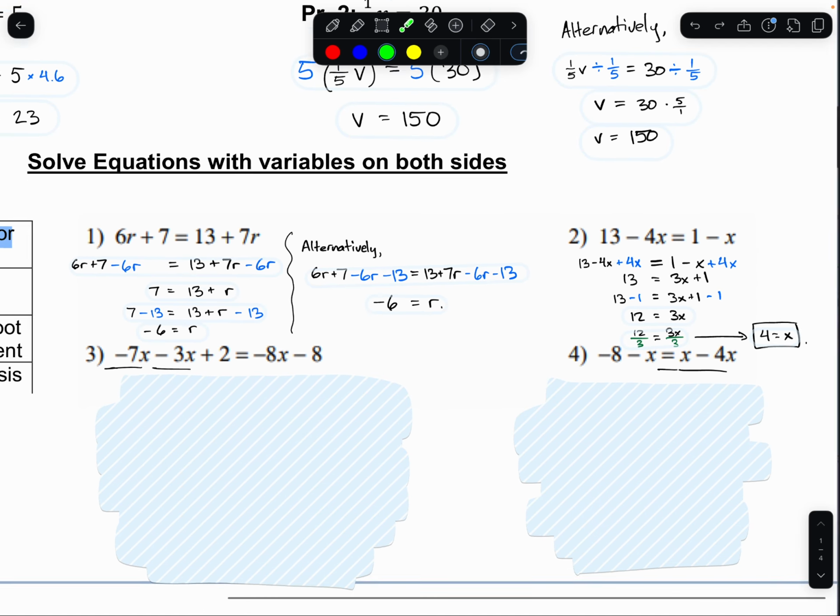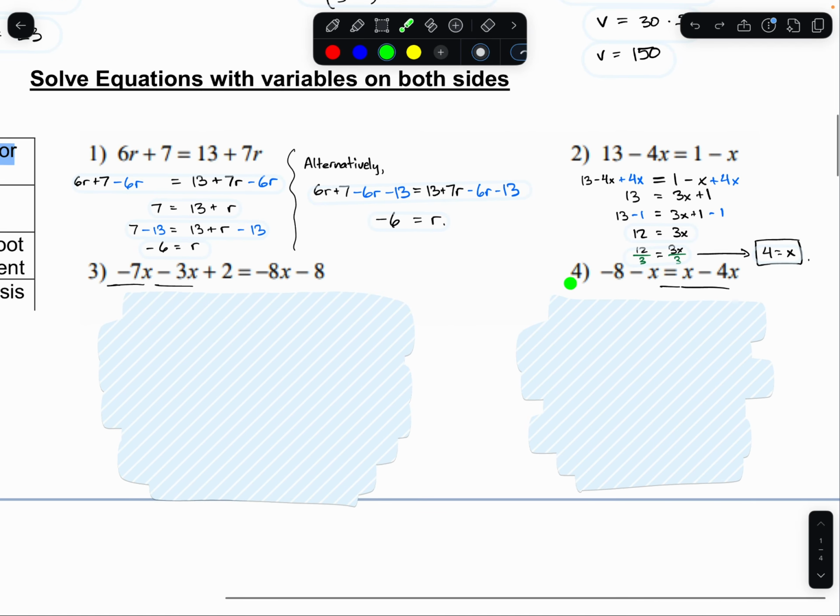All right. Try number 3 and number 4 on your own, and then come back and check your work. Before you do, though, I'm going to give you a hint. You are always allowed to combine like terms before you start adding or subtracting to both sides of the equal sign. If I were you, I would combine your like terms on number 3 before you add or subtract.